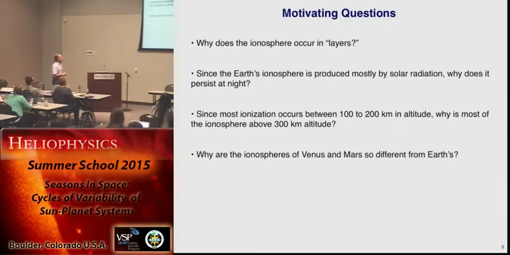Now, most of the ionization, I'll show this, happens at around 100 to 200 kilometers altitude above the surface. But most of the ionosphere is up around 300 kilometers. And I'm curious to know why that is. I mean, I hope you are curious to know why that is, and I will describe why that is. And then why are Mars and Venus so different from the Earth?